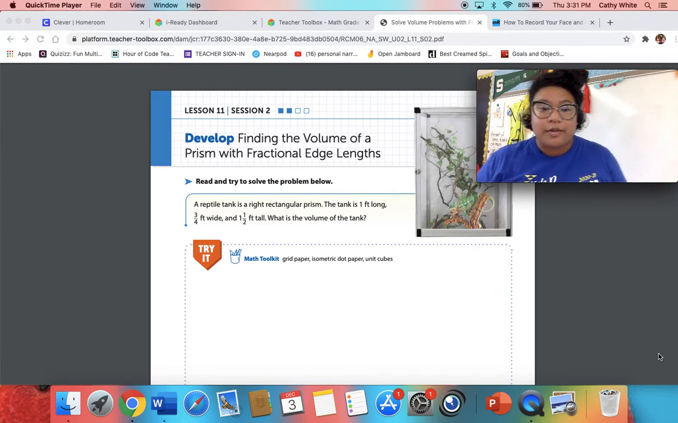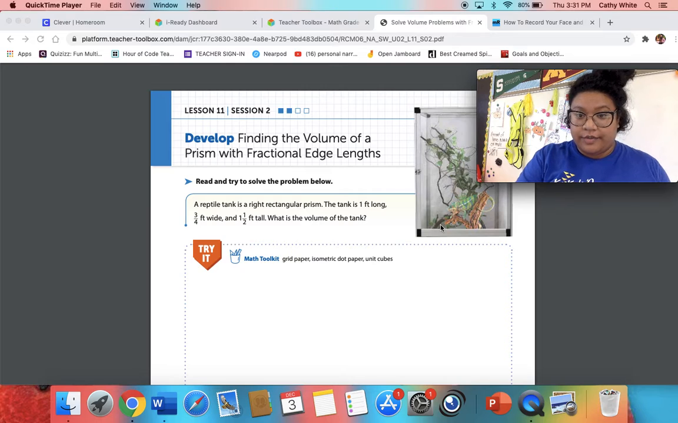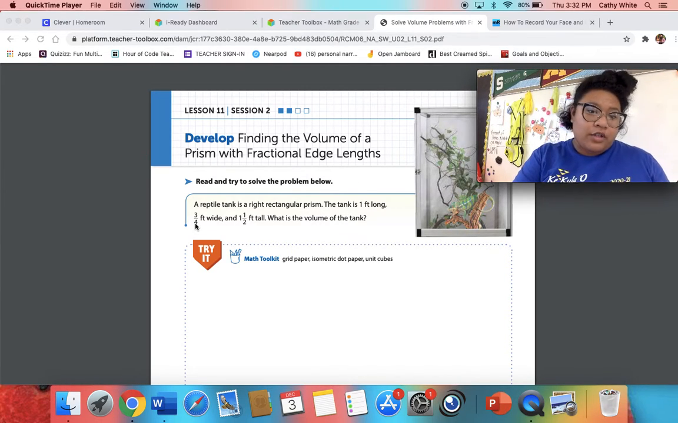Let's take a look at this problem. We have a reptile tank that is a rectangular prism, as seen here in the picture. The tank is 1 foot long, 3/4 feet wide, and 1 1/2 feet tall. What is the volume of the tank?